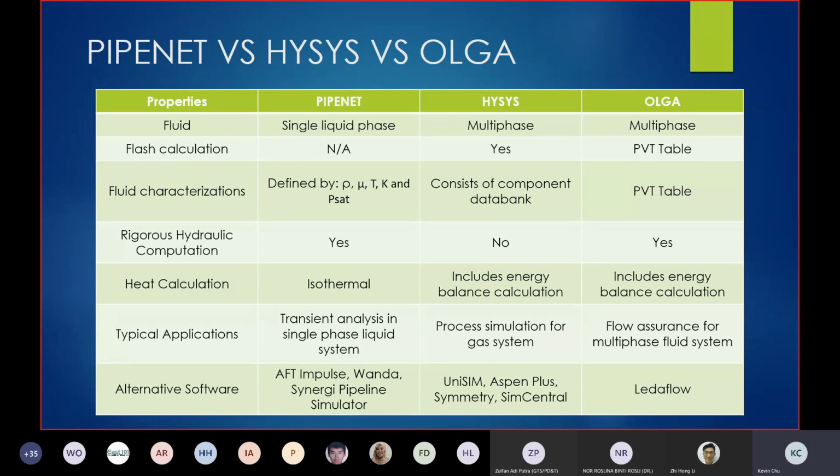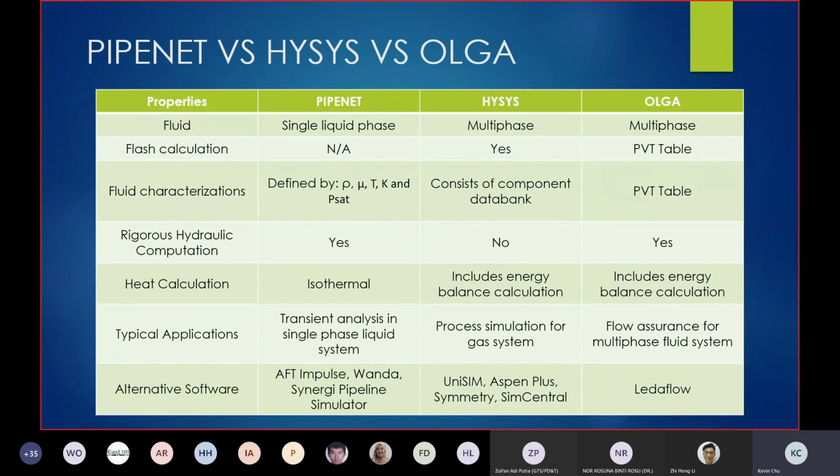For rigorous hydraulic computation, both Pipenet and Olga have the capability to perform it, while HYSYS does not, which I will explain later. As for heat calculations, Pipenet assumes isothermal conditions, whereas HYSYS and Olga include energy balance calculations. In terms of applications, Pipenet is typically used for single-phase liquid transient analysis, such as liquid pressure surge, water hammer, etc. HYSYS is typically used for process simulations, and Olga is typically used for flow assurance analysis.